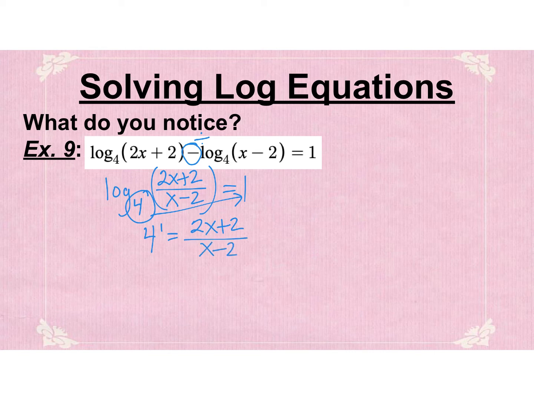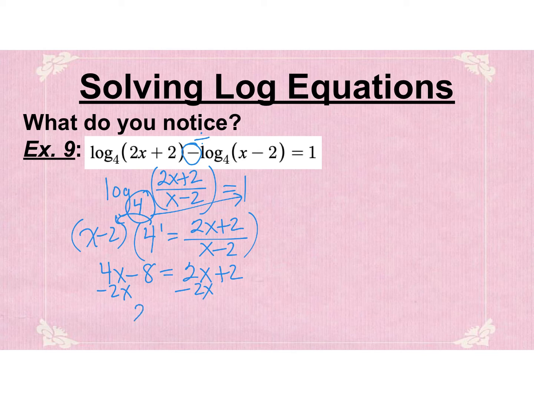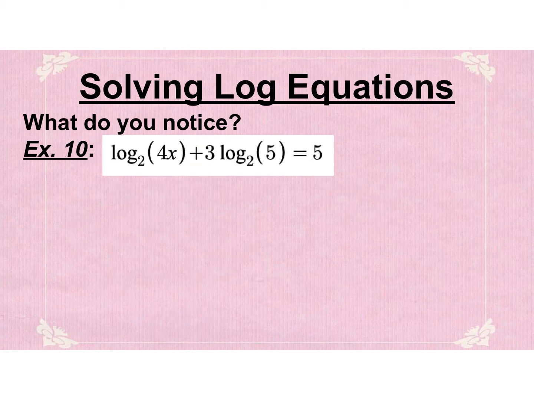And I do have a denominator, so I'm going to multiply everything by the denominator. Distribute my 4, so I get 4x minus 8 equals 2x plus 2. Subtract the 2x from both sides. Add the 8. And we get 2x equals 10, therefore x equals 5. I did check it, and it works. Go ahead and try this one. Pause it. Try it, come on back and check your answer.